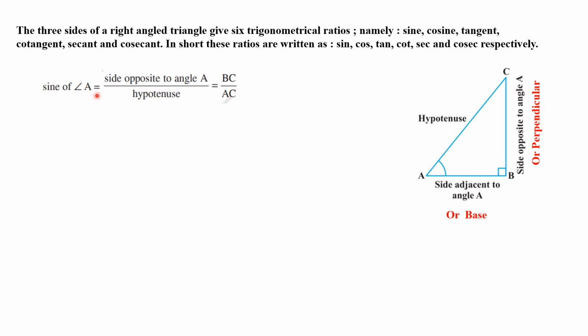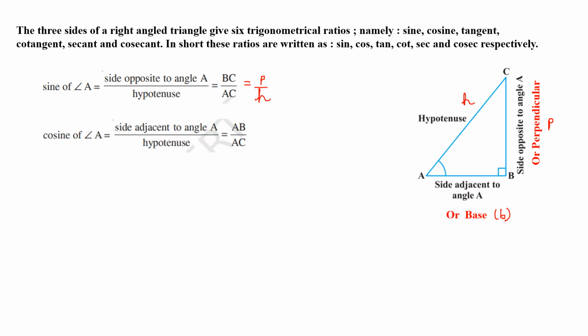So sine of angle A, the ratio is side opposite to angle A by hypotenuse. Now side opposite to angle A is BC by AC, isn't it? This is angle A, the side opposite is BC by hypotenuse. Now I have already told you that in some books they write the opposite side as perpendicular, denoted by small p, the adjacent side as base, denoted by small b, and the hypotenuse denoted by small h. So according to that also, if we write, it will be P by H.